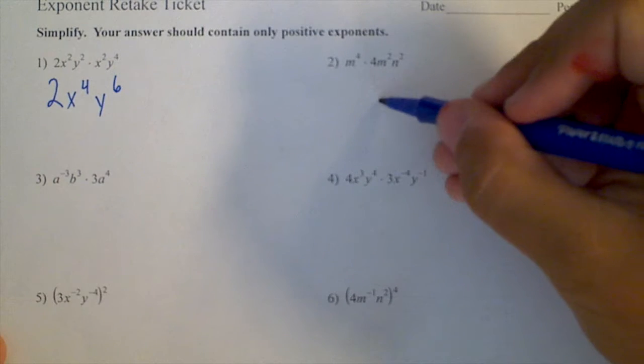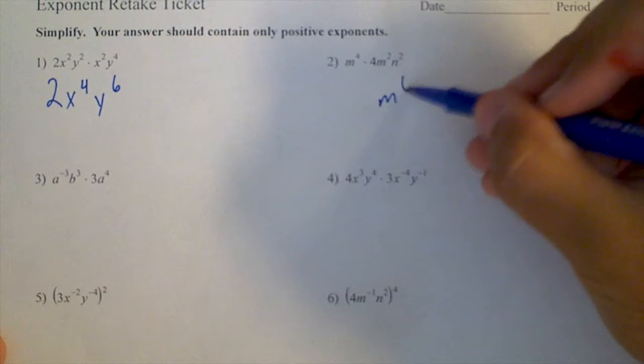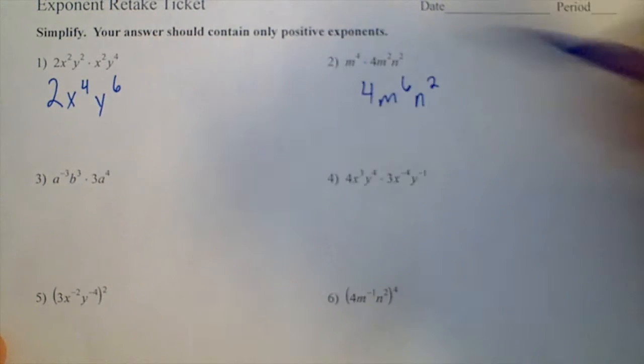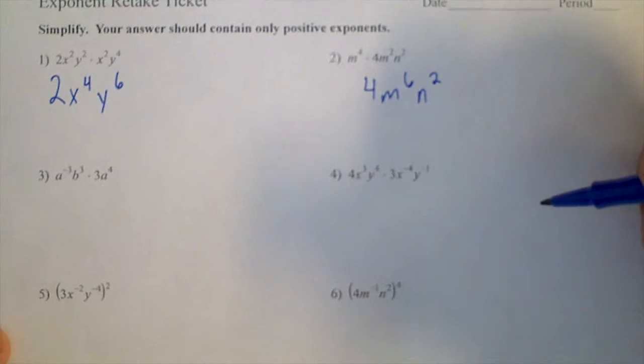So m, 4 plus 2 is 6. The n doesn't combine with anything. The 4 doesn't combine with anything. So that's pretty easy there.